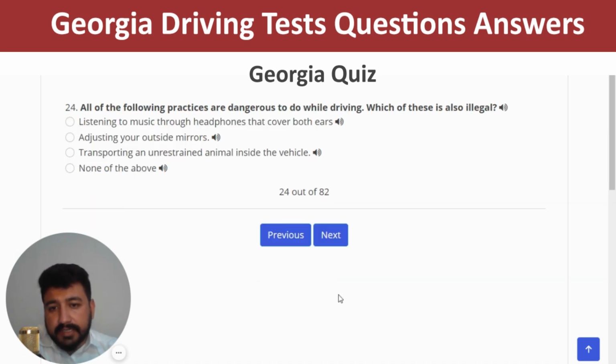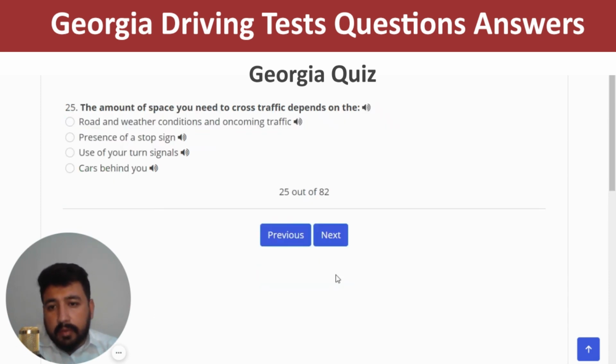All of the following practices are dangerous to do while driving. Which of these is also illegal? The right answer is listening to music through headphones that cover both ears. So I'm going to click on the first option, correct, and next. The amount of space you need to cross traffic depends on the road and weather conditions and oncoming traffic. So again, the first option.